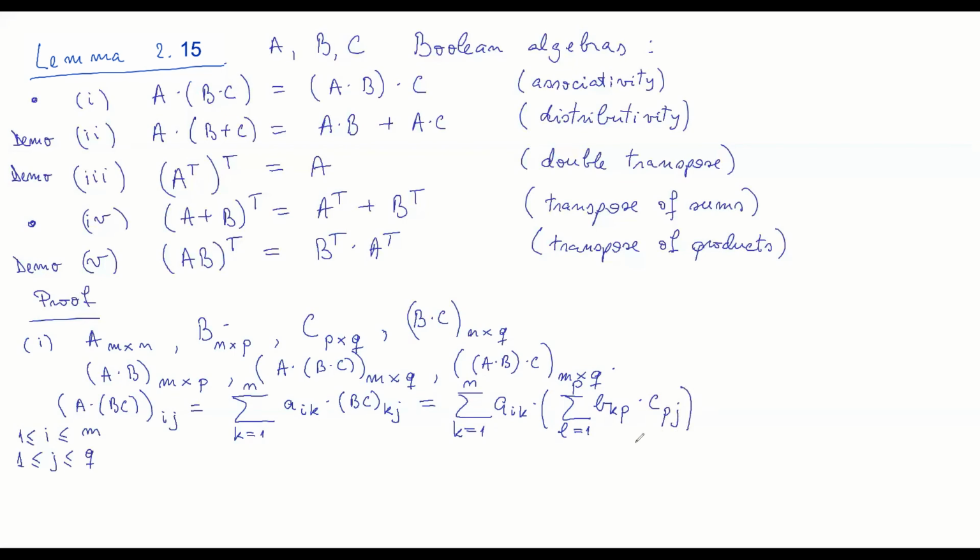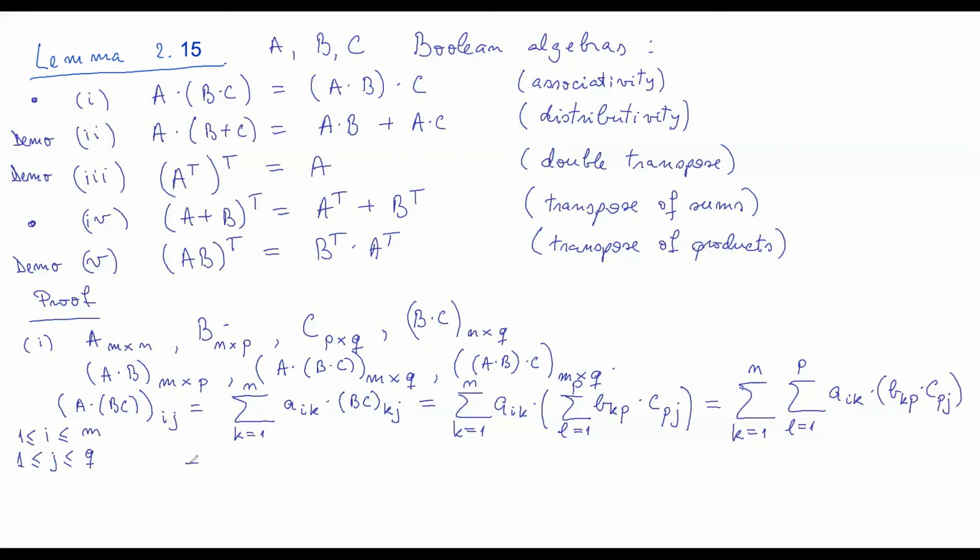So now this goes to being the sum from k from 1 to n, and I bring this a inside, so this sum goes outside here, so this is going to be the sum l equals 1 to p of A_ik times this product, B_kp times C_pj.